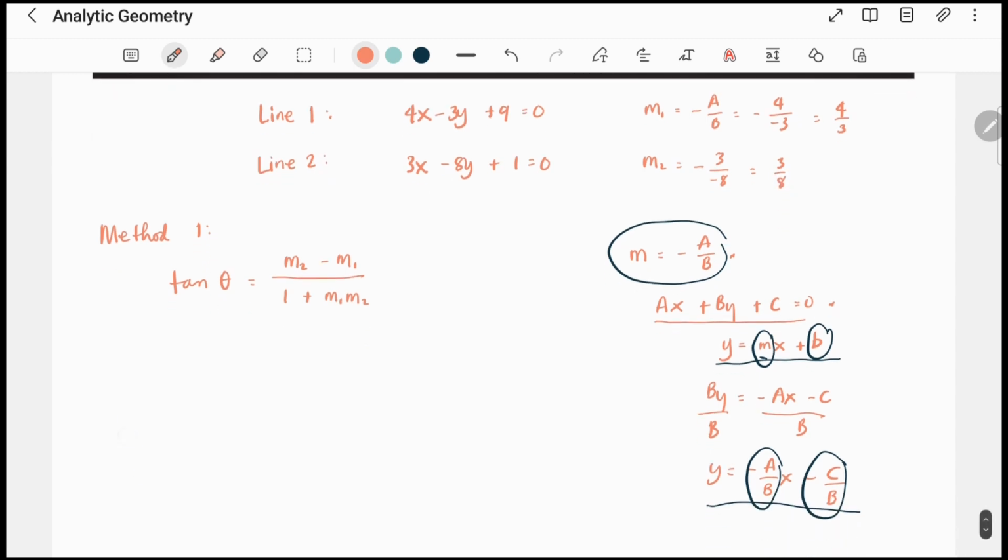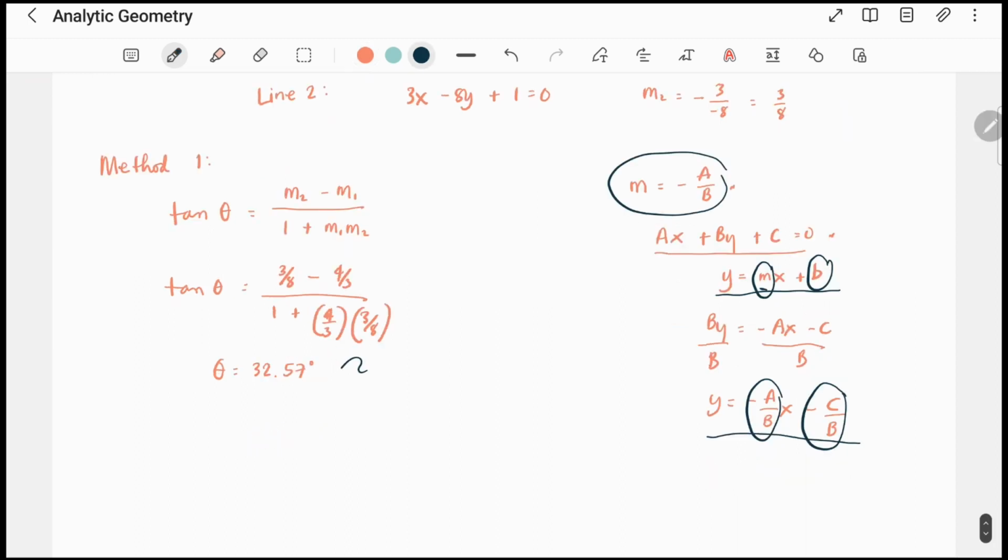Ayun. So nakuha na kagad natin guys yung ating mga slope. So all we have to do is to substitute in our formula. So bali tangent theta is equal to M2, which is 3/8, minus M1, which is 4/3, divided by 1 plus M1 times M2. So M1 natin again is 4/3, M2 natin is 3/8. Okay, then we will solve for our theta, and the theta is equal to 32.57 degrees. So ito na nga yung ating sagot guys.